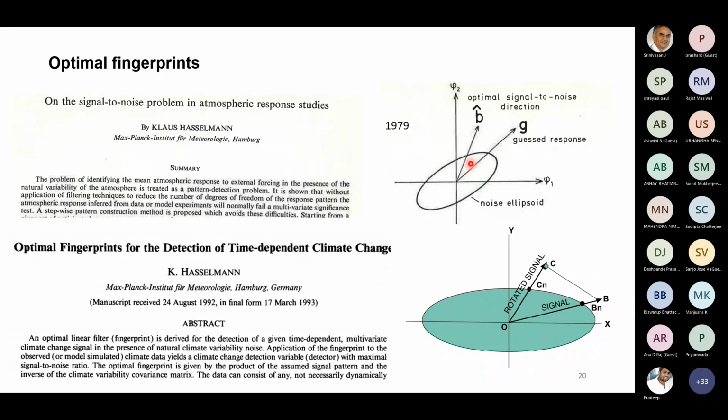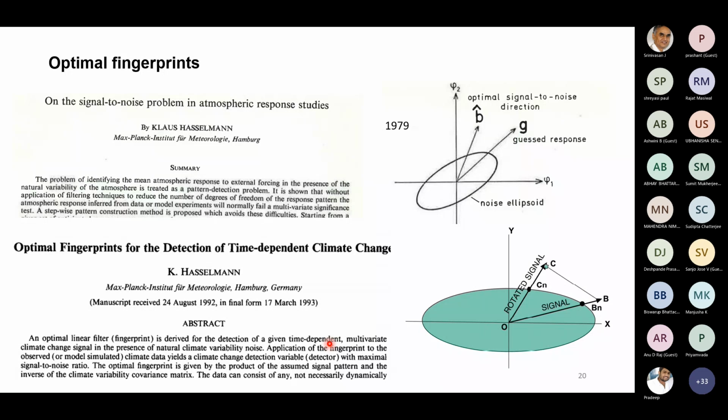And the question is, how do we find a fingerprint? For example, the fingerprint of the CO2 effect on climate. And his answer is as follows. The optimal fingerprint depends on the signal pattern, but also on the inverse covariance matrix of noise. This is basically variability, right? It measures variability. And so, quote, an optimal filter is derived for the detection of a time-dependent multivariate climate change signal in the presence of natural climate variability noise.